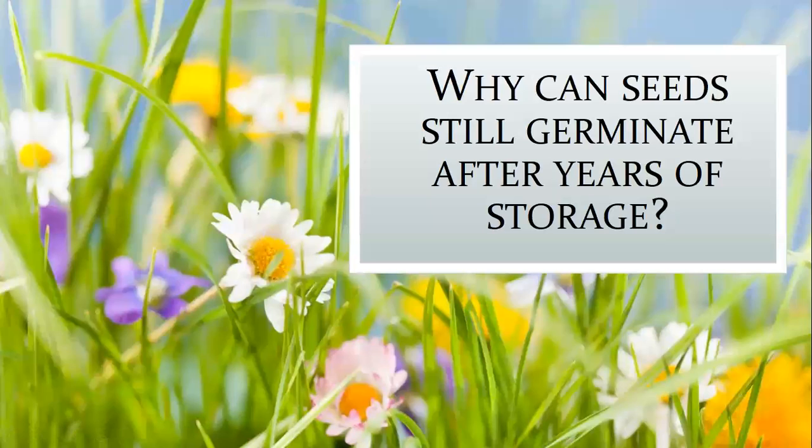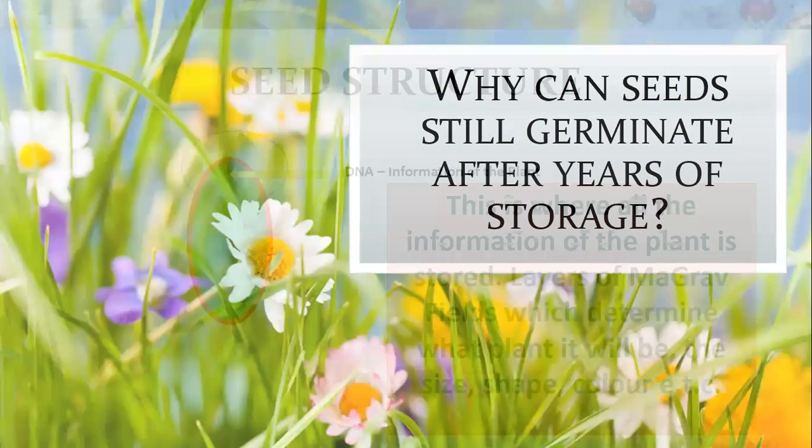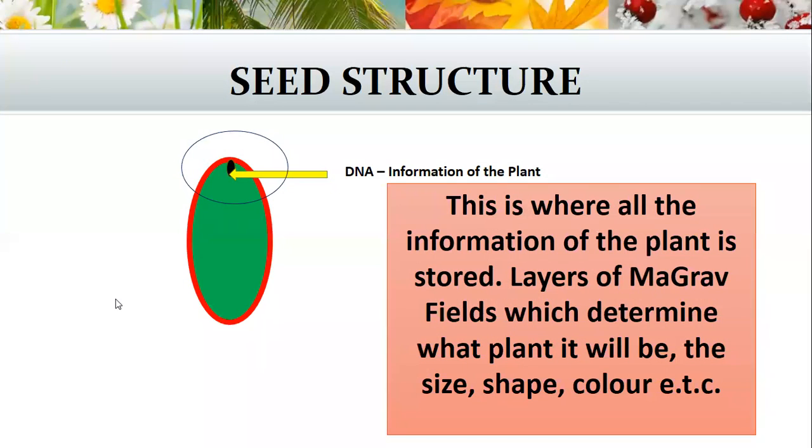The next section is why can seeds still germinate after years of storage? We know with some of our seeds that they can last for 1 or 2 or 3 years, or some seeds can even last for many years. And there's a question as to why they last. So coming back to our simple basic structure of the seed, is that point in the seed where the DNA, where the information of the plant is stored. So this is where all the information of the plant is stored. It's layers of magrofields which determine what plant it will be, the size, the color, the shape, etc. So all that information is stored in that point.